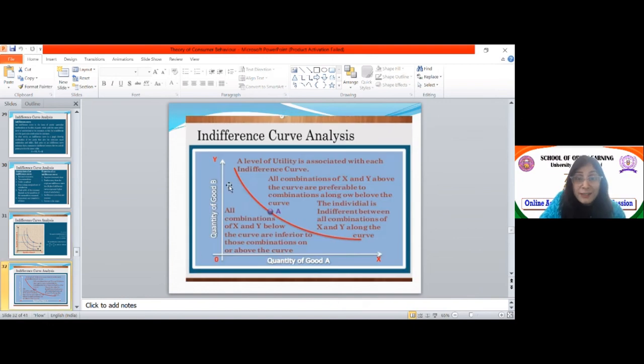Okay. So now we will talk about other things too. Now this is the indifference curve. Here, a level of utility is associated with each indifference curve.